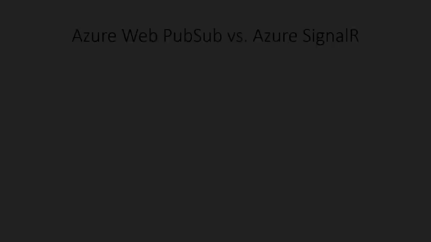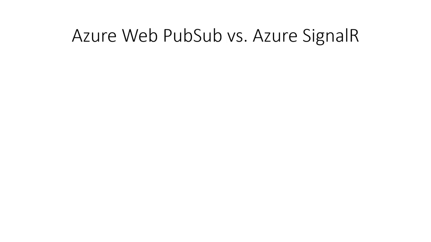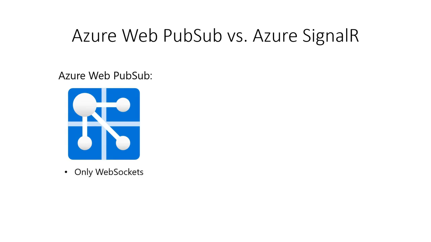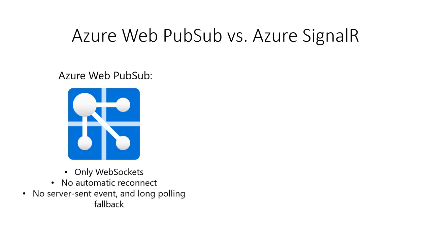Really cool. Alright, so you might be asking yourself what the difference between Azure Web PubSub and Azure SignalR service is, as they seem to do the same thing. Well, there are some big differences. Azure Web PubSub is simple. It is only you and your WebSockets, no other protocols. It is a very plain service with no support to automatically reconnect clients. There is also no fallback protocol if the WebSocket connection fails.